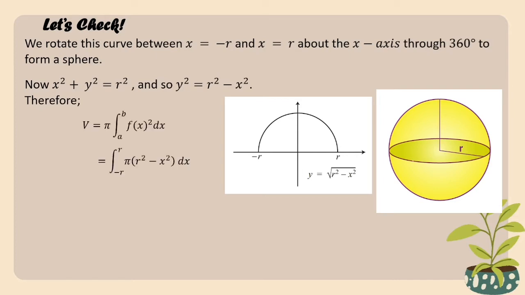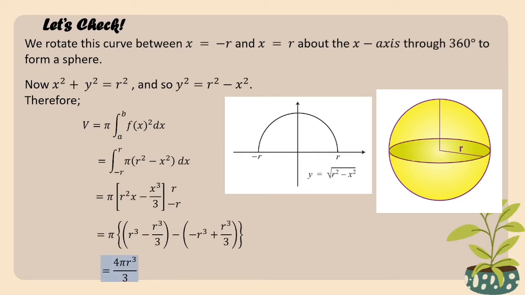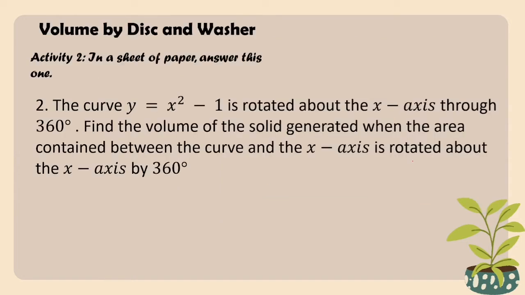Therefore, using the formula, we will have the integral from negative r to r of pi times r squared minus x squared dx. Then, using integration and evaluating, we have the final answer: 4 pi r cubed over 3. Now, on a sheet of paper, answer this one. You can also answer this on your own. This is for the volume of the disk, so using the formula of the disk, you can answer this one.